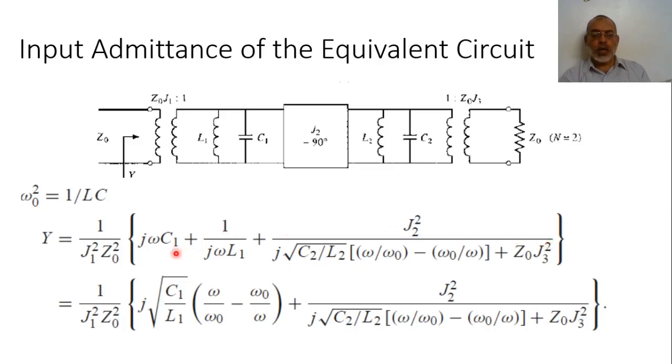Now by arranging this part as J square root C1 over L1 multiplied by omega over omega naught minus omega naught over omega. This is simply by multiplying by square root L1 over C1 multiplied by C1 over L1. So by multiplying this, we can obtain this relation directly, keeping in mind that omega naught squared is 1 over LC. So this is the input admittance of this filter in this case, or this is the input impedance of this circuit. It is not a filter right now. Alright?